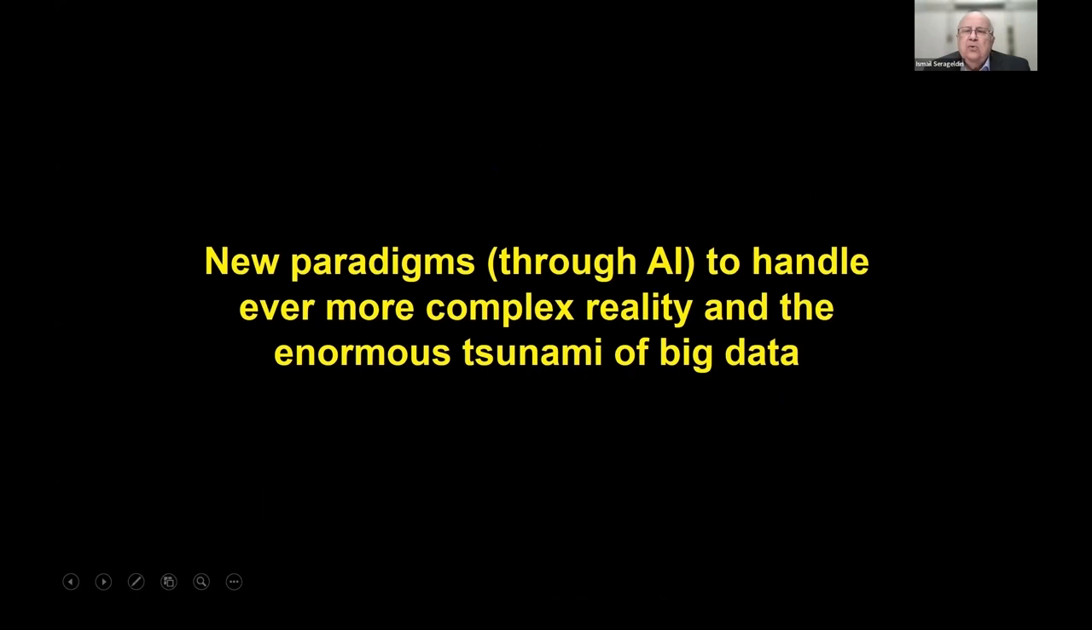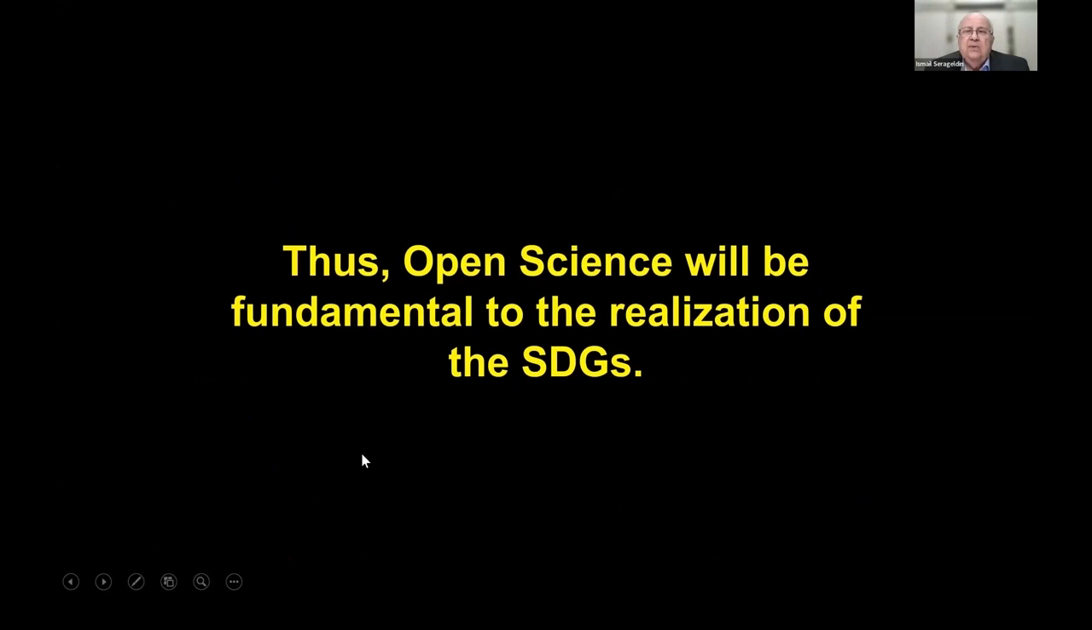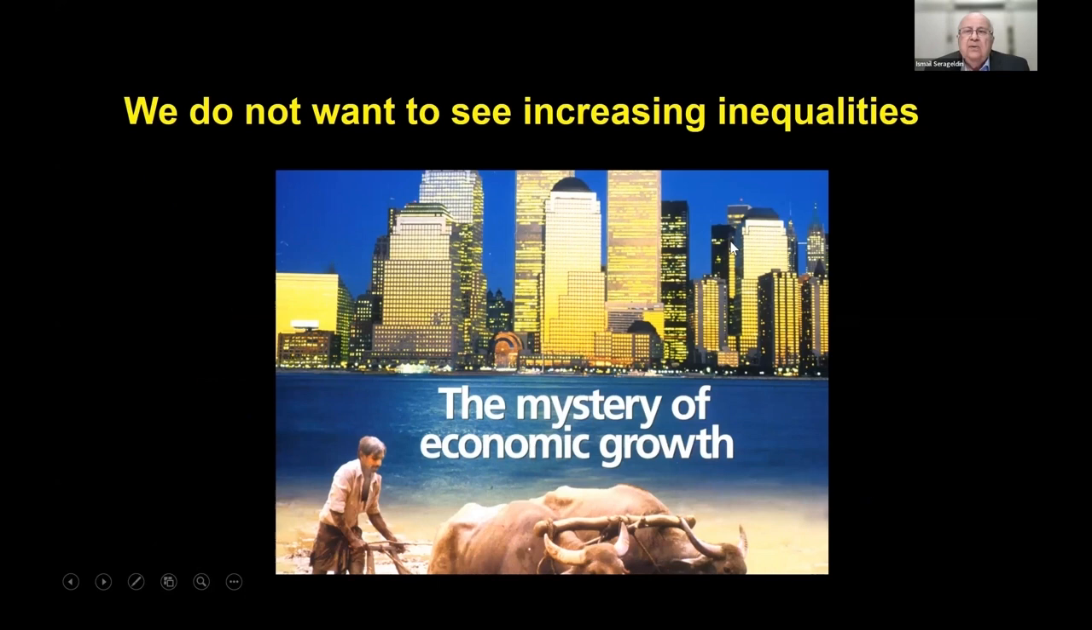So open science is a vital enabler for countries to minimize risks and maximize seizing opportunities. It helps in maintaining the rigor and the reliability of science. It allows creativity and integrating diverse data resources, promotes open innovation, and facilitates engaging with other societal actors. It will be fundamental to the realization, I think, of the SDGs towards sustainable development, because we do not want to see increasing inequalities, more and more people, poor people being left behind as others advance through science and applications.